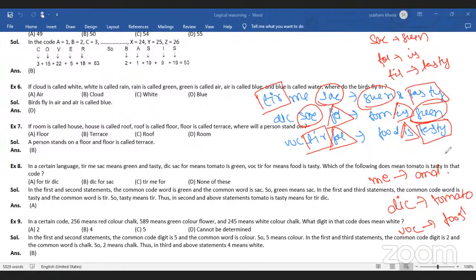Now the question says, which of the following means tomato is tasty? Look, tasty is ter, tomato is dick, and is is for. So for, ter, dick, these three words should be there in any random order. Look, for, ter, dick. So option A is correct. Is it clear?